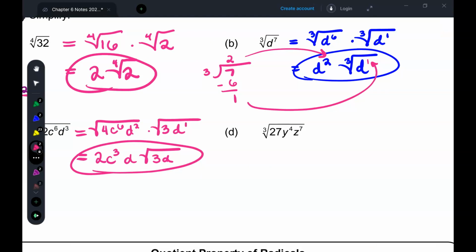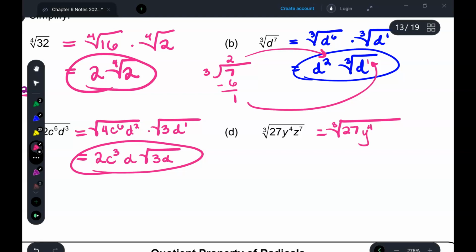Wait, can't you do 3? So is 27 a perfect cube? Yes. What would I make y to the 4th? I'd split it up into 3 and 1, and z to the 7th, I would do 6 and 1. Good, so let me just rewrite it. But can't you do 9, right? Well, hold on, 27 is 3 times 3 times 3. So I'm actually going to leave, oops, I meant that to be a 3. What did you just do? I'm dividing it. Okay, 27, sorry, that's a cube.